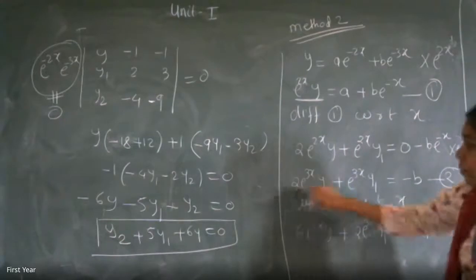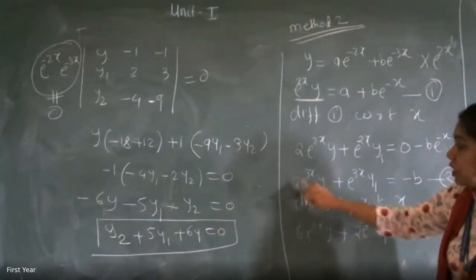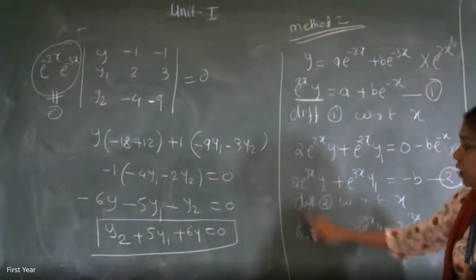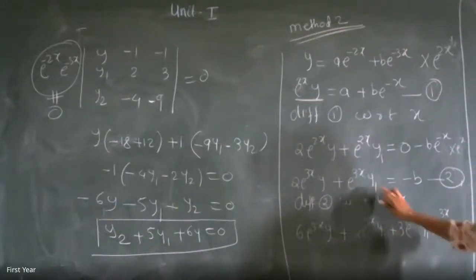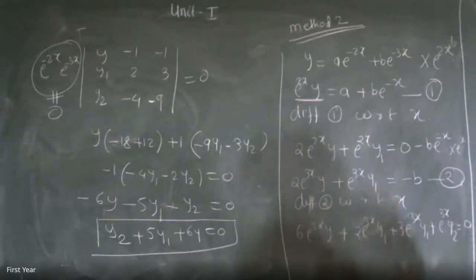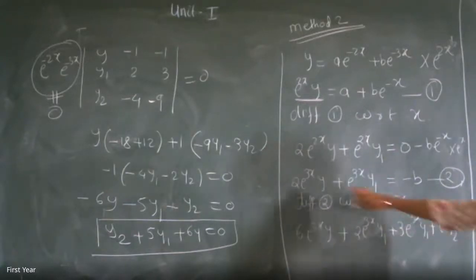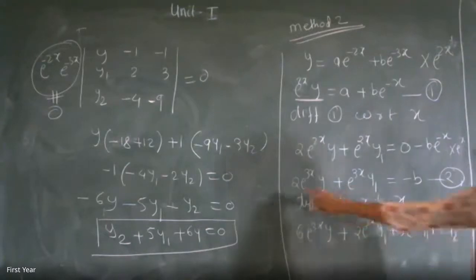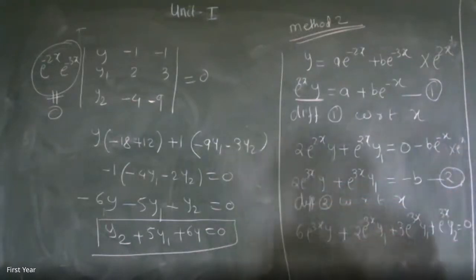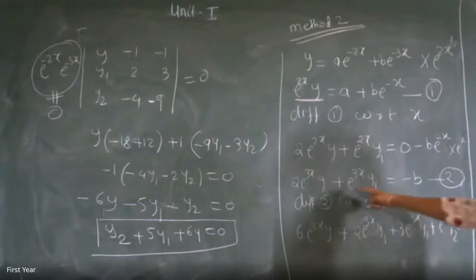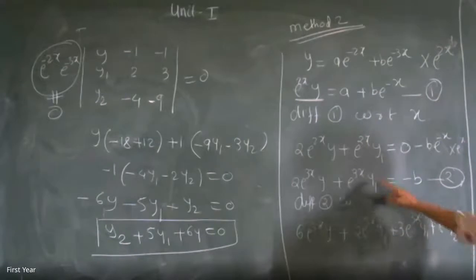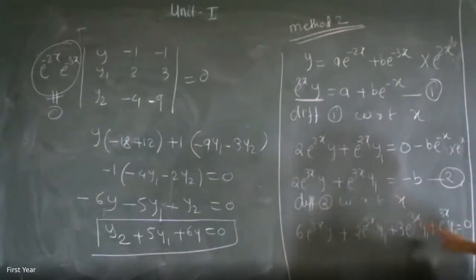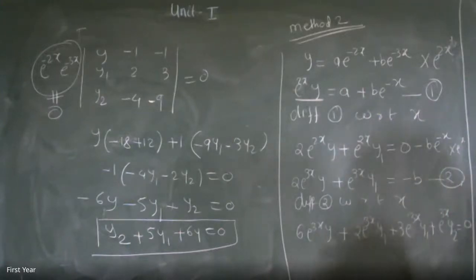समझ में आया? यहाँ पे प्रोडक्ट रूल यूज किया मैंने. 2 as it is, e raised to 3x का डेरिवेटिव 3 e raised to 3x. So 2 into 3, 6 e raised to 3x as it is, y वैसे ही रखा. Now I'll take the derivative of this y. So what's the derivative of y? y1. So 2 e raised to 3x as it is, y1. Derivative of y is y1, plus, यहाँ पे अभी product rule. E raised to 3x derivative is 3 e raised to 3x y1 as it is, plus e raised to 3x as it is, y1 का derivative y2. And derivative of minus b is 0 because it's a constant.